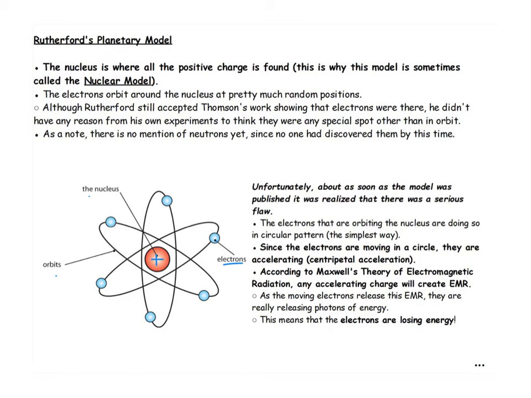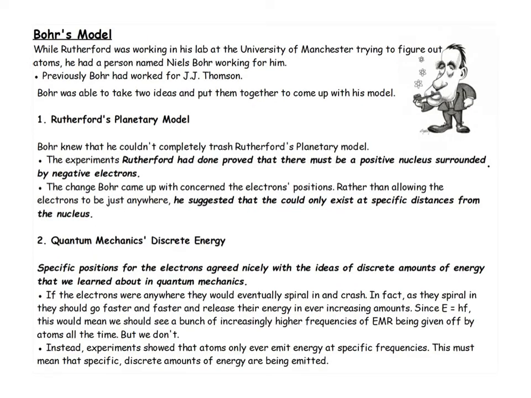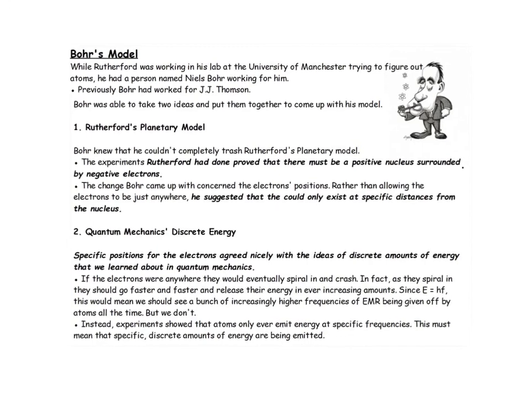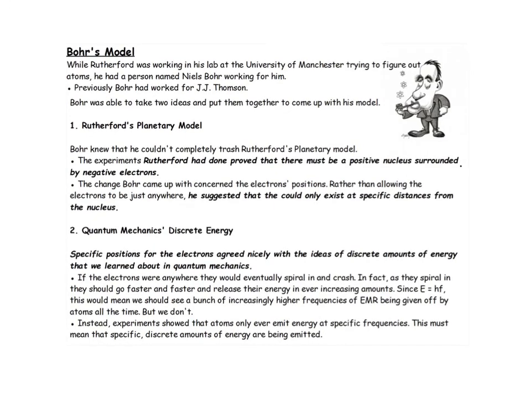Now, as soon as this model was published, though, there was a serious flaw, and the one that we've learned about is Maxwell's theory of electromagnetic radiation, and that's that any accelerating charge will create EMR. So these electrons are charged, and they're moving in a circle, which is a form of acceleration. So what should happen in this model is those electrons would give off more and more energy as they spiral, and as they give off that energy, they would lose energy. So they would spiral into the center, and that would be it. So that model, it didn't work. We needed to revise it.